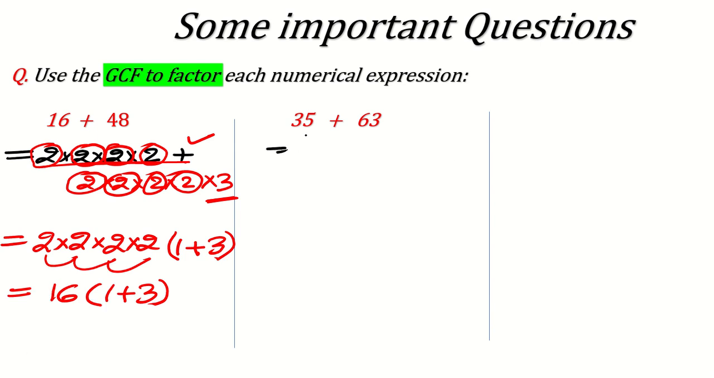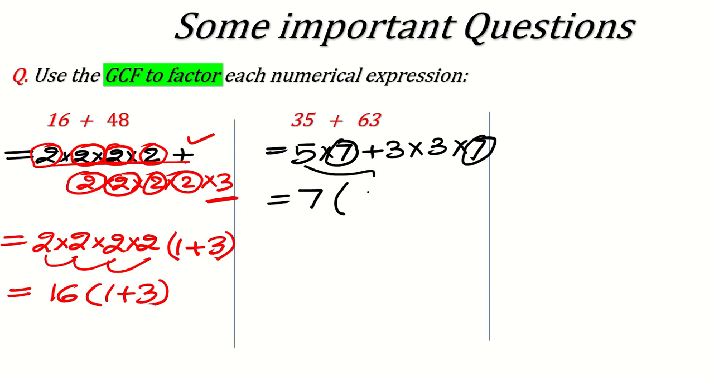So 35. 35 can be written as 5 times 7, and 63 can be written as 3 multiply 3 times 7. Now you see 5 is in the first number, but it is not there in the second expression. So 5 will not be taken out. 7 here common and 7 here also. So take 7 out. What is left inside? This 5 is left inside. So 5 come here. Then plus 3 and 3. So 3 multiply 3 is 9. Okay. I am sure you have understood this example.